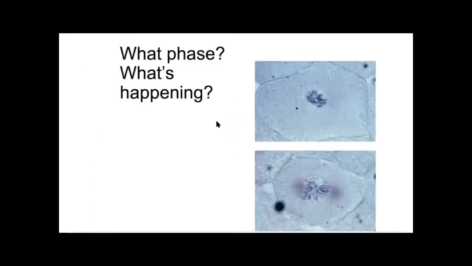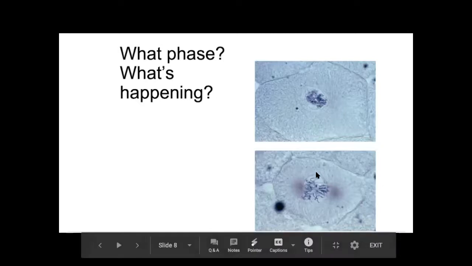Okay. So what is happening? This is a fish blastula. This basically would be where? Can you see any condensed chromosomes? Kind of, right? But not really. You can kind of see it. You can kind of see an envelope around them.